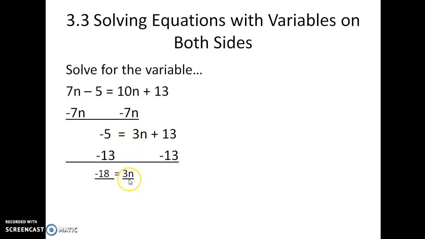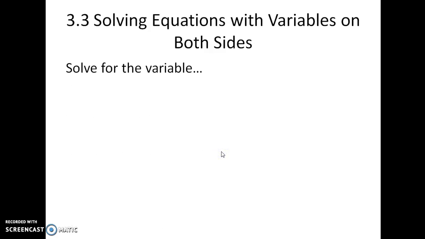Then we drop down our 3n. These two lines are down here because we're going to divide both sides by 3. That's how we solve, or isolate, and we get n equals negative 6. So that's how you do a problem with variables on both sides. All right, let's take a look at another example.